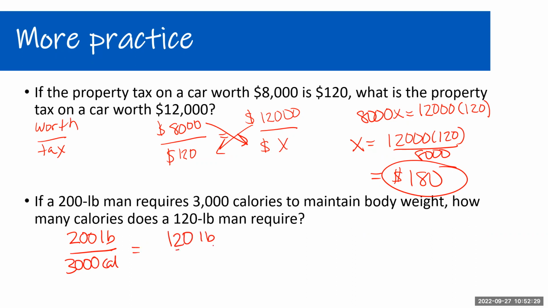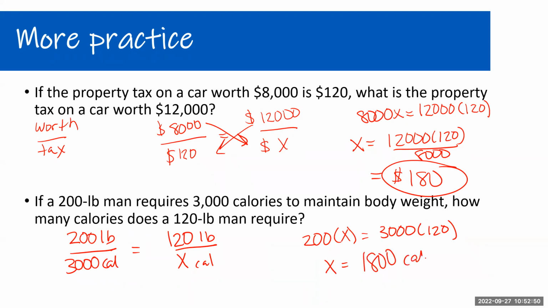120 pounds requires X calories, because that's what we want to know. So we know that 200 times X is going to be the same as 3,000 times 120. So if we solve that by dividing both sides by 200, we are going to get that X equals 1,800 calories. Okay. Again, if you need to pause, go back, anything like that, go for it.